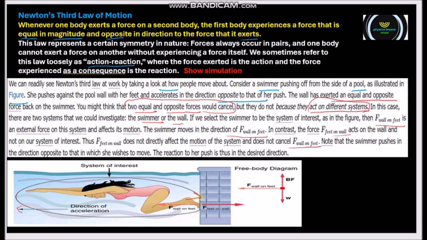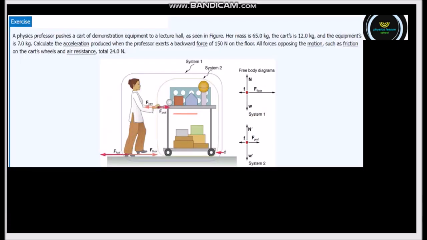Actually it's simple. In our daily activities we can see different applications of Newton's second law and Newton's third law. We have another example: a physics professor pushes a cart demonstrating equipment to a lecture hall, as shown in the figure. Her mass is 65 kilograms.